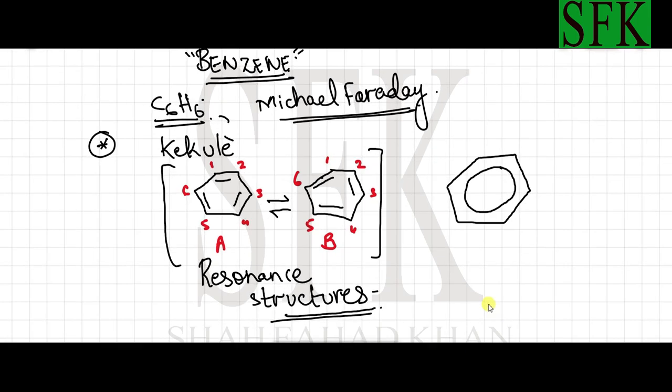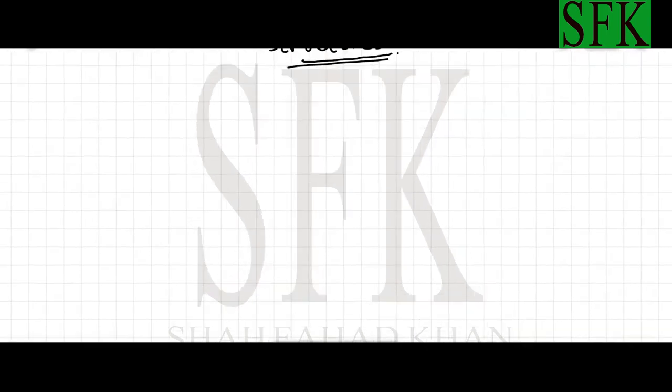We'll talk about the benzene structure in a while, but let me talk about the Kekulé structures first in a bit more detail. Okay, Kekulé structure. Now in this structure, we know that there are three double bonds. Okay, how is a double bond formed?